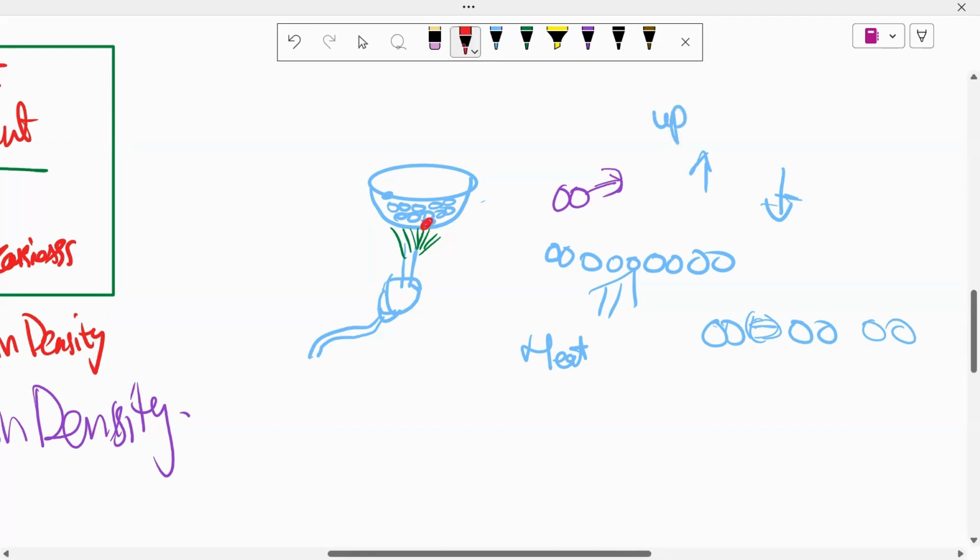So these particles at the bottom will go to the top, and those particles which are at the top will come down to the bottom because their density is greater than these.